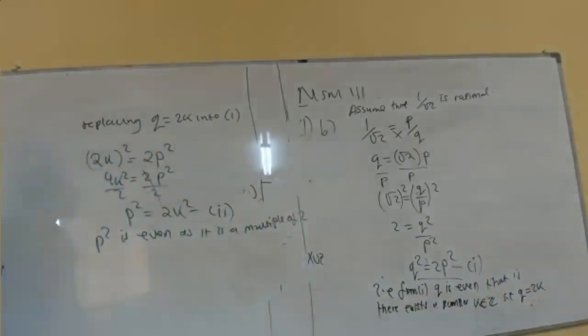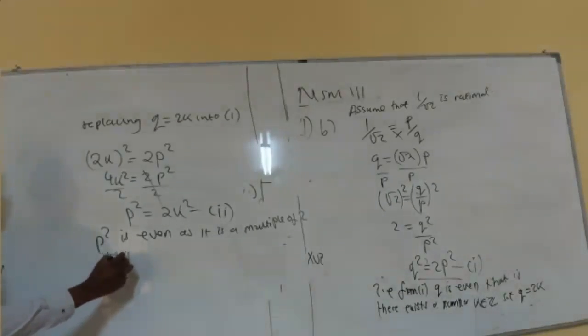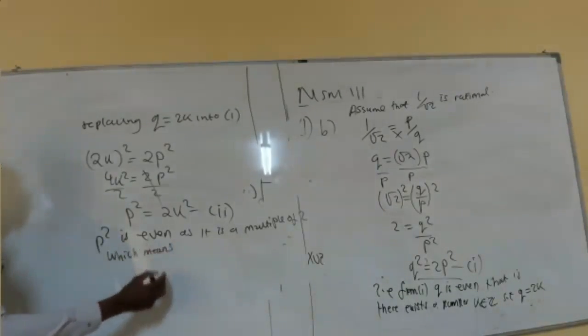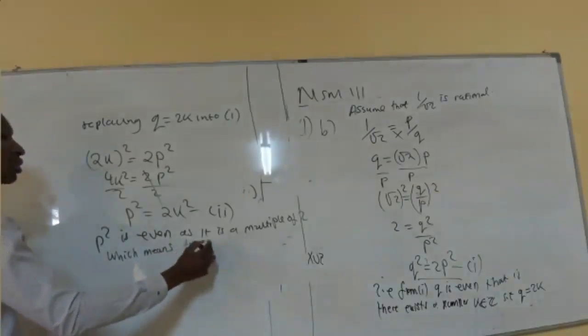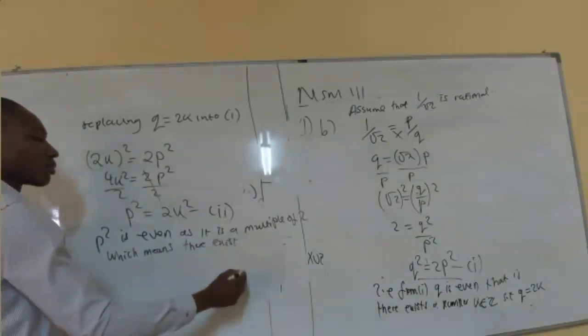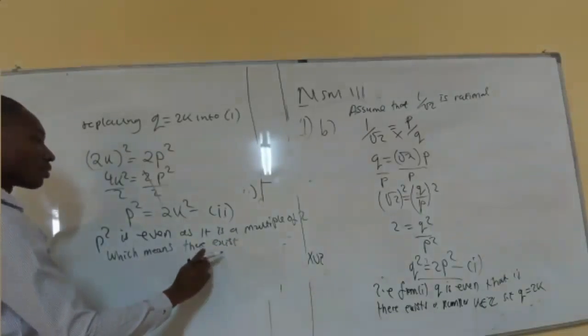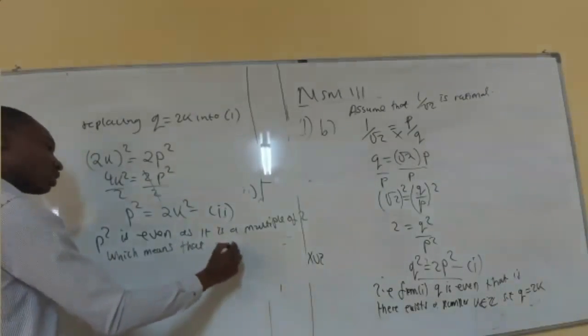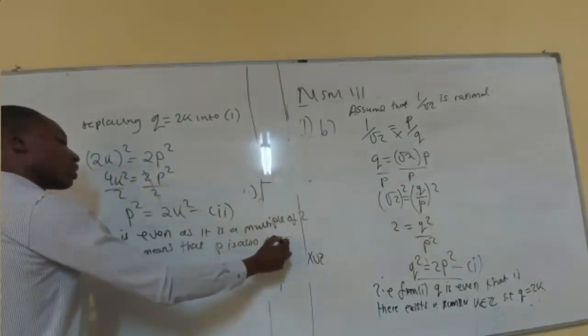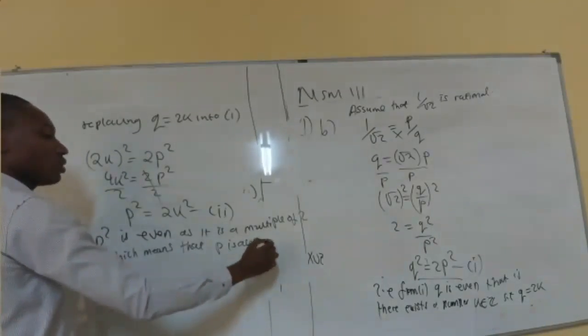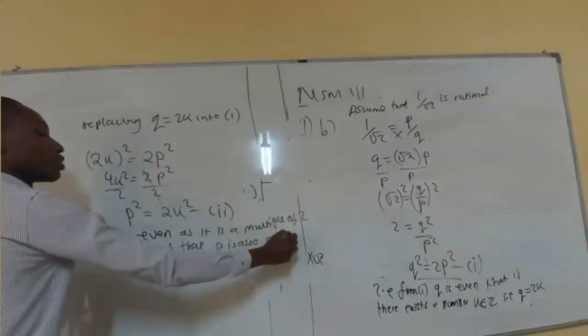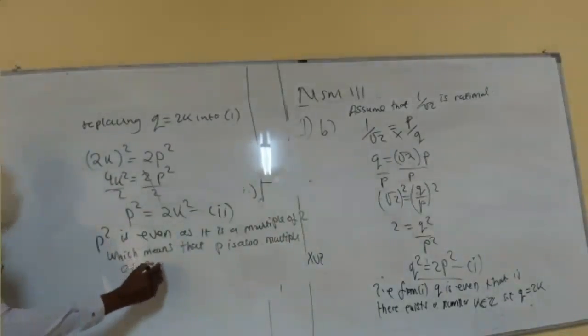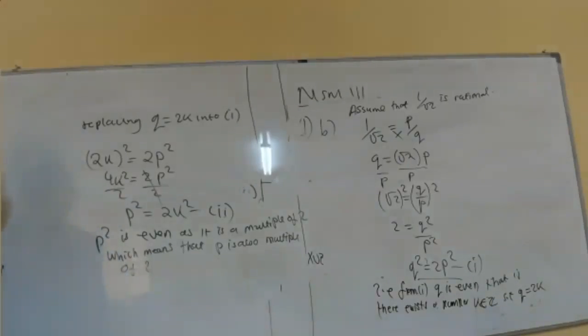Which means that p is also even, or a multiple of 2. So p is also a multiple of 2.